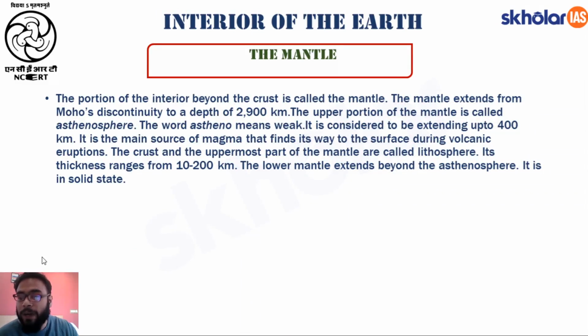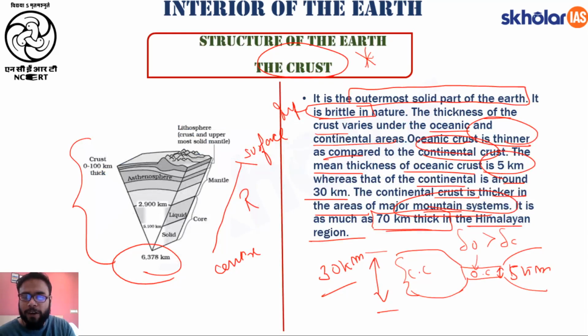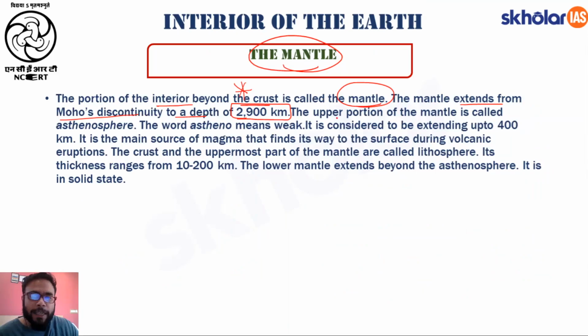So below the crust, what layer do we find? Very simple, we have learned already, it is the mantle. Fine. So the portion of the interior beyond the crust is the mantle, and the mantle extends from the Moho's discontinuity to a depth of 2900 kilometers. Fine. So what is the distance up to which the mantle can be found? It can be found up to a depth of about 2900 kilometers as shown in this figure, right? So till what distance do we find the mantle? Here, up to this distance, that is 2900 kilometers. Fine. The upper portion of the mantle is called the asthenosphere.